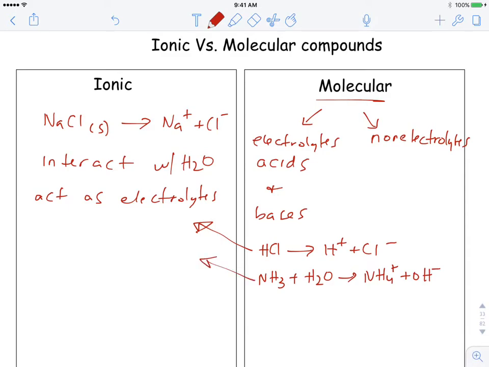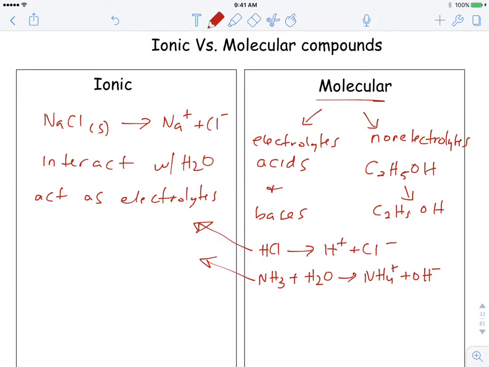But most molecular substances are not electrolytes. They're things like organic compounds that are somewhat polar. They'll dissolve in the water, things like sugars or alcohols. Let's do an alcohol, C2H5OH. So I put this alcohol into the water, and when it dissolves, it stays together. So it forms C2H5OH. It doesn't actually break up.